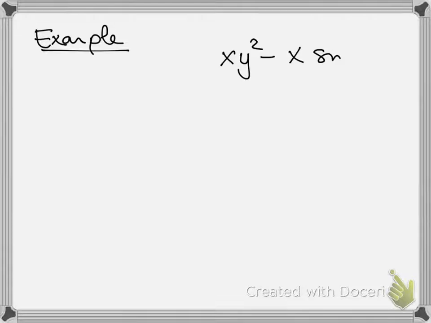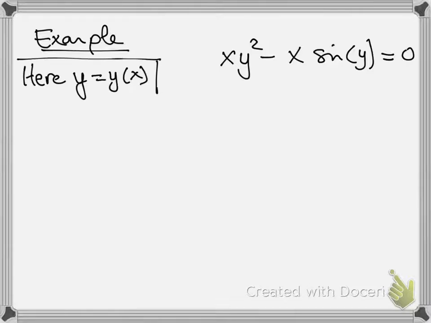Okay, so let's do an example so you can see what I'm talking about here. So example, let's say you have x y squared minus x sine of y equal to 0. Okay, and here y is a function of x, so y is equal to y of x, right? Y is a function of x. Well, you want to compute y prime of x, right? You want to compute y prime of x, the dy dx.